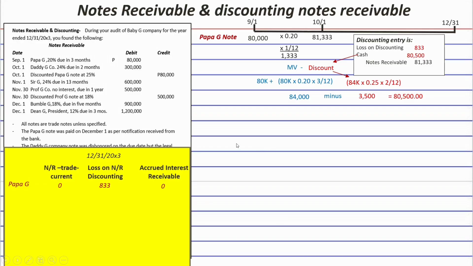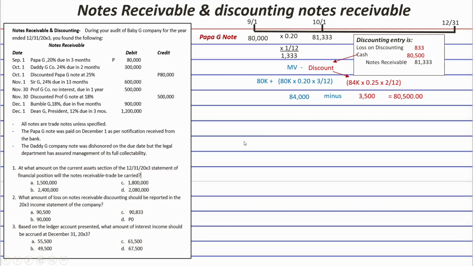So now, let's go to Daddy G's note. So it is said here that Daddy G's note at October 1 is 300,000. So let's plot that here. And also, it grows by 24% interest. And also, it will mature in 2 months, which is, I guess, it's on November 30 or December 1. But according to here, the note was dishonored, meaning Daddy G did not pay on December 1 or November 30.